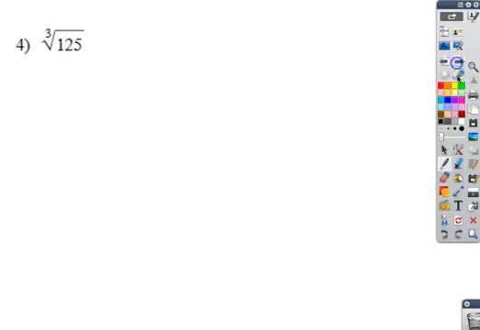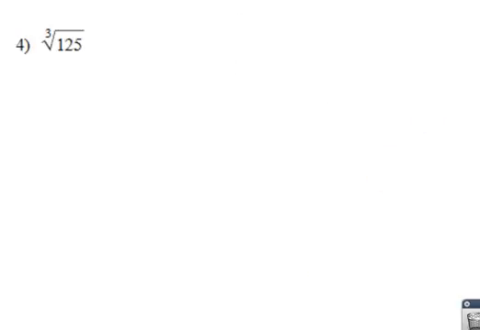Now, the next one's already in radical form for you. The question I have is what to the third power, because that's my index, gets me 125? Well, think about that for a second. Let's ponder. What to the third power gets me 125? Why, that is 5.